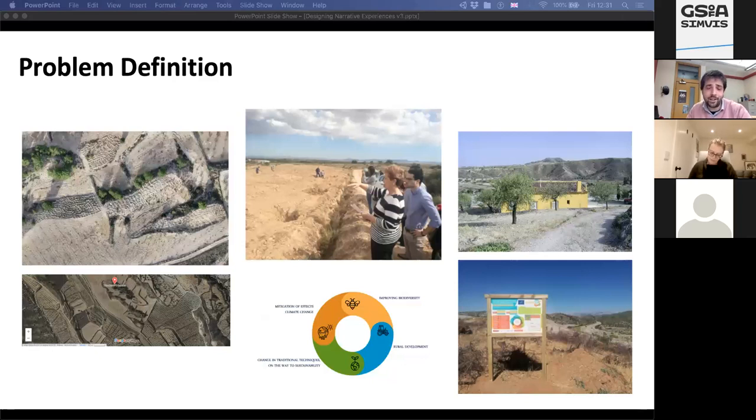In this case, the farmers of these areas are professionals who are not necessarily very aware of the consequences for climate change, biodiversity, or even the economy of some of the actions they employ while working on their farmlands.